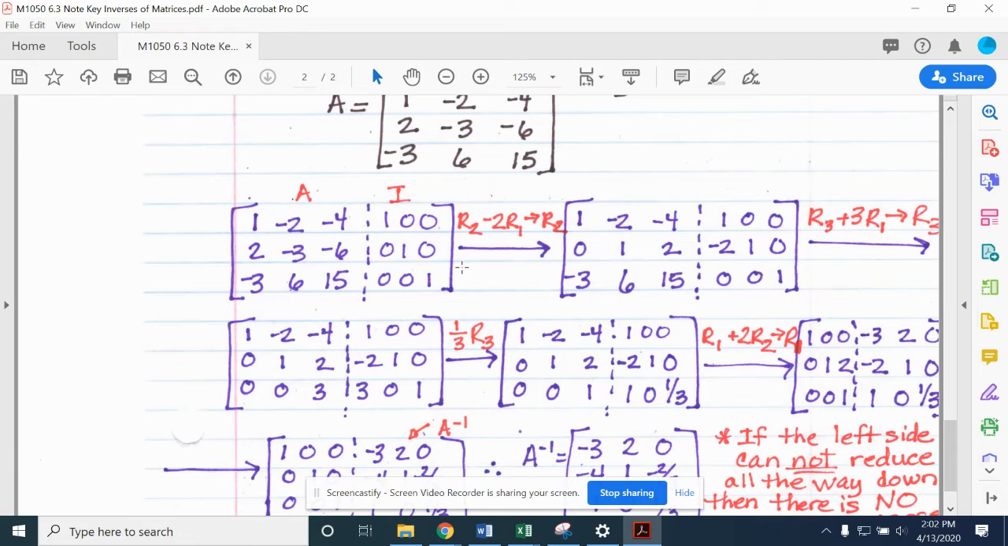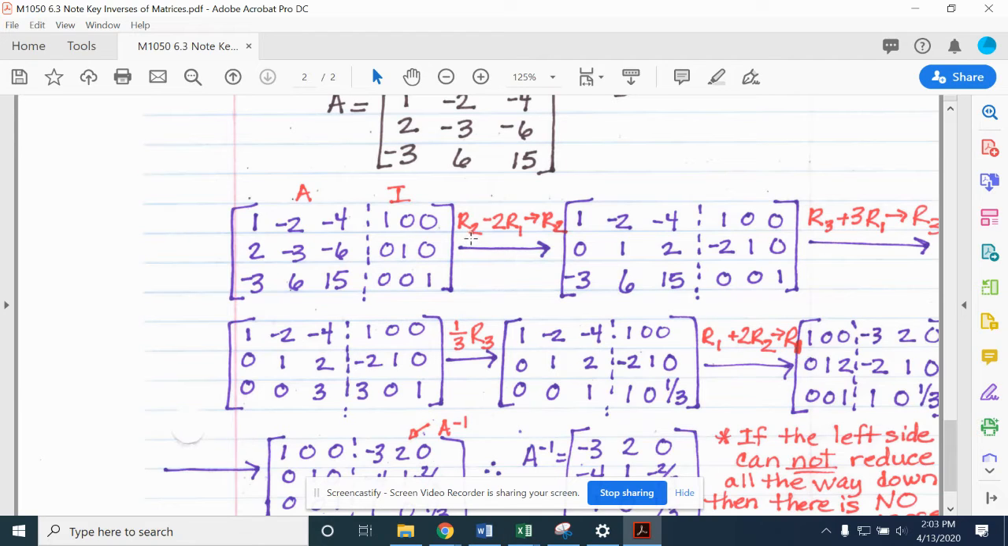Now, what we're trying to do is go through reducing this to reduced row echelon form, which means that the left-hand side will become the identity matrix, will look like the identity matrix in the end. So as we go along, I'll show you exactly what I've done.